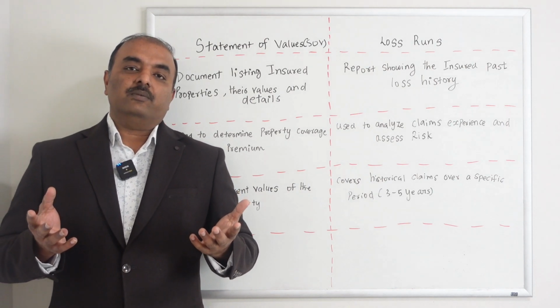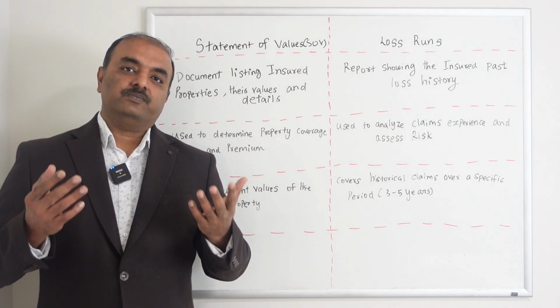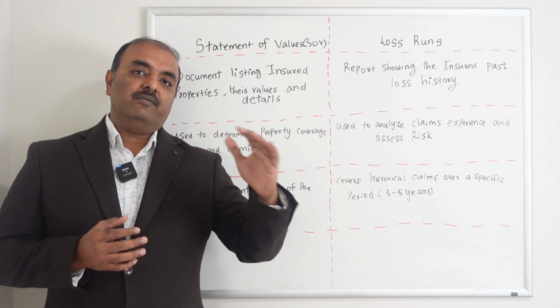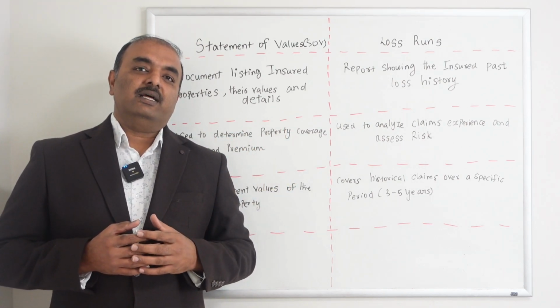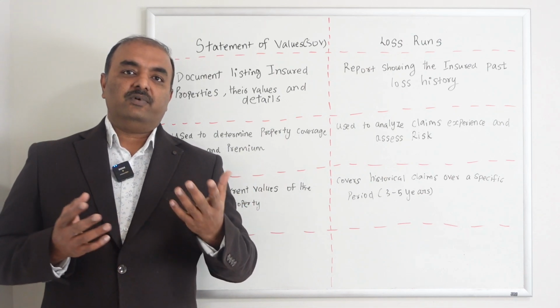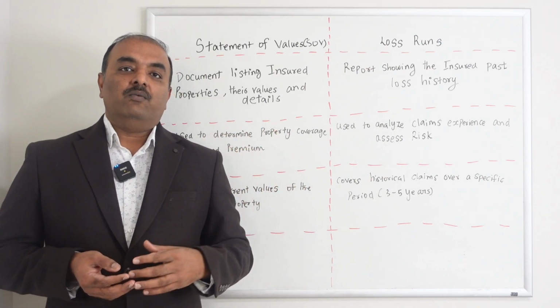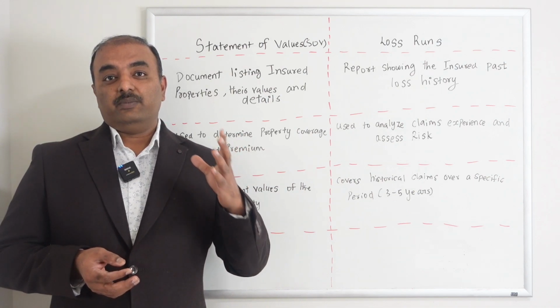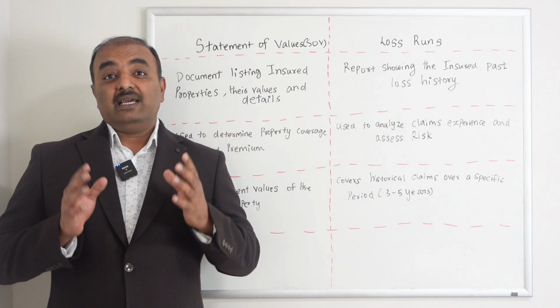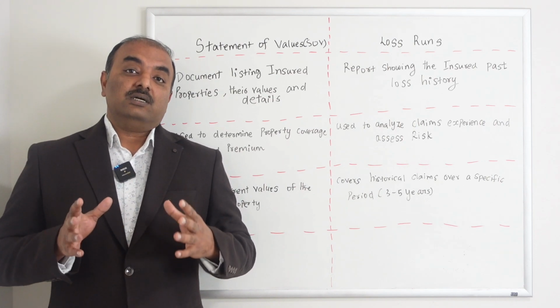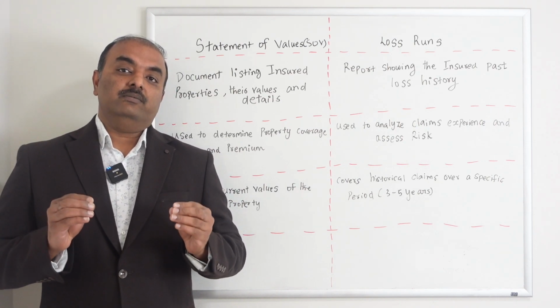A good example is commercial property, right? When you take the statement of values, it will have all the building values, limits, etc. Whereas in case of loss runs for the same commercial property, it will have the historical claims: how many claims we had, what kind of reserves the insurance company set for these claims, what is the criticality of the claims, and the entire detail about the claims, so that the current insurance company can determine the appropriate premium and coverage for those customers.